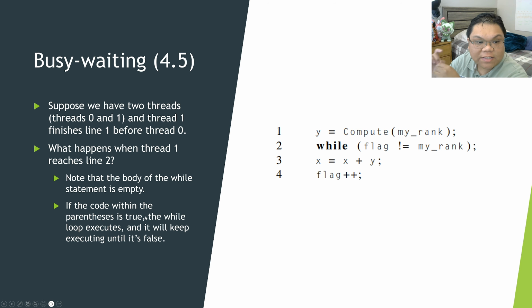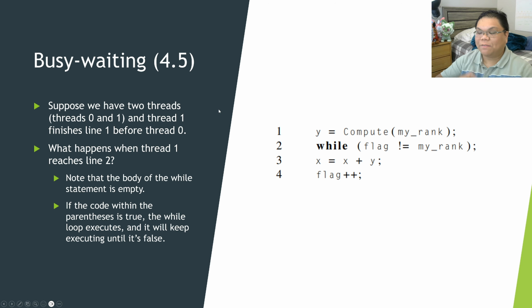Suppose we have 2 threads, thread 0 and thread 1, and thread 1 finishes before thread 0. What happens when thread 1 reaches line 2? Well, notice that this is a while loop, but there's no body of the loop. There is no code to loop. So it's going to do this check here. Flag does not equal my rank. If that statement evaluates to true, it's going to perform whatever code is in the loop, but there is no code in the loop. So it just does the check again, and again, and again.